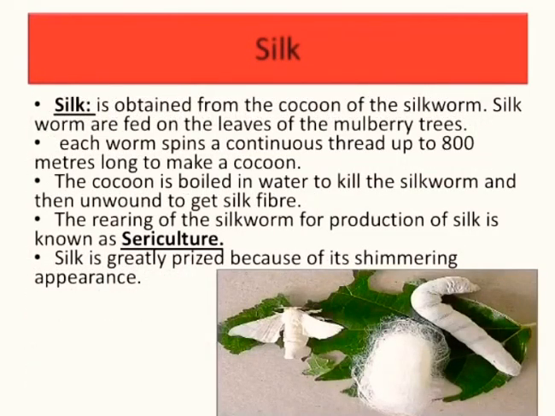Now let's move to another fabric that is called silk. Silk is obtained from the cocoon of the silkworm. Silkworms are fed on the leaves of the mulberry trees. Each worm spins a continuous thread up to 800 meters long to make a cocoon. The cocoon is boiled in water to kill the silkworm and then unwound to get silk fiber.